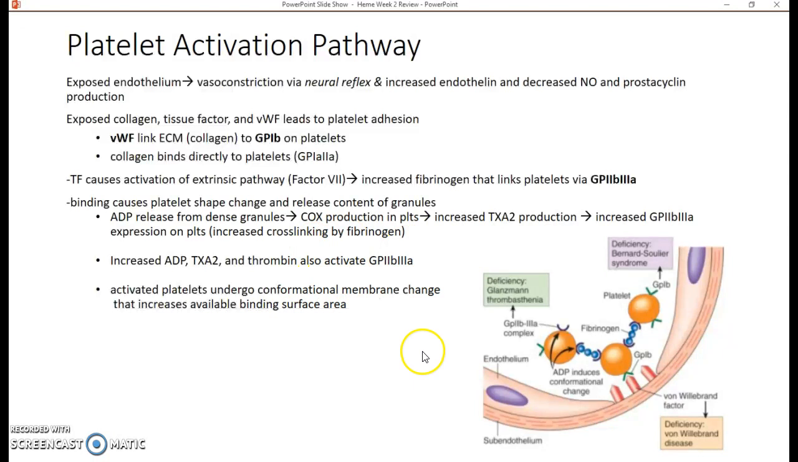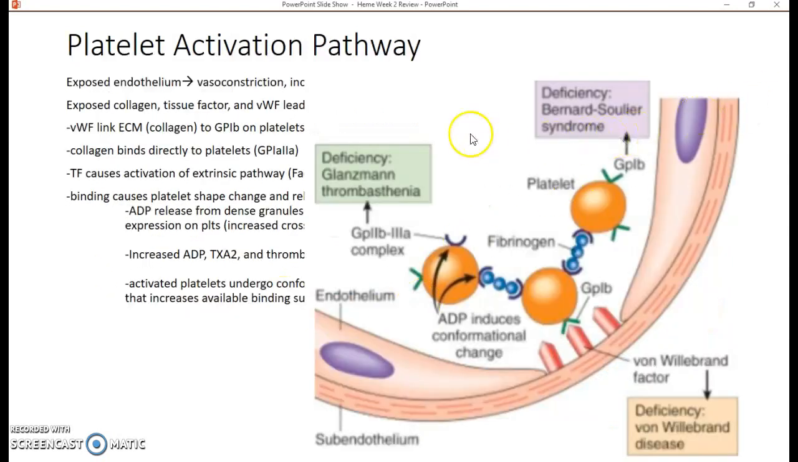The activated platelets change their shape. Their membranes become, instead of round, this really irregular, weird shape that allows them to have more surface area for binding to more platelets. So this is just a close-up of this diagram. So the GP2B3A deficiency is in Glanzmann thrombocytopenia, cross-links to fibrinogen.